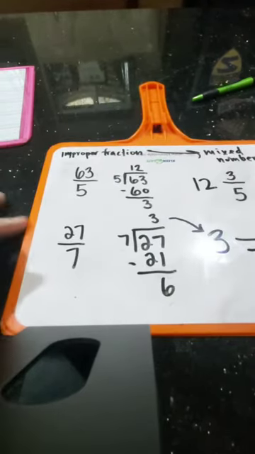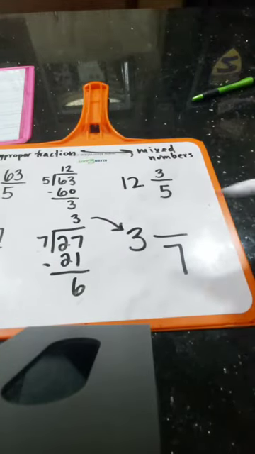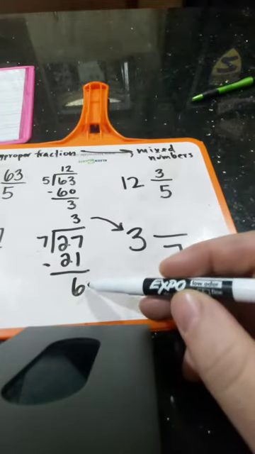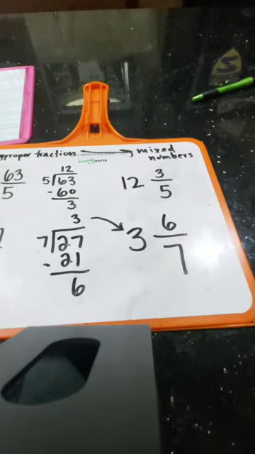Why? Because it started off with a 7 denominator, so it's going to stay the same. And then what we have left over here, with 6, that becomes our new numerator. So our answer here is 3 and 6 sevenths.